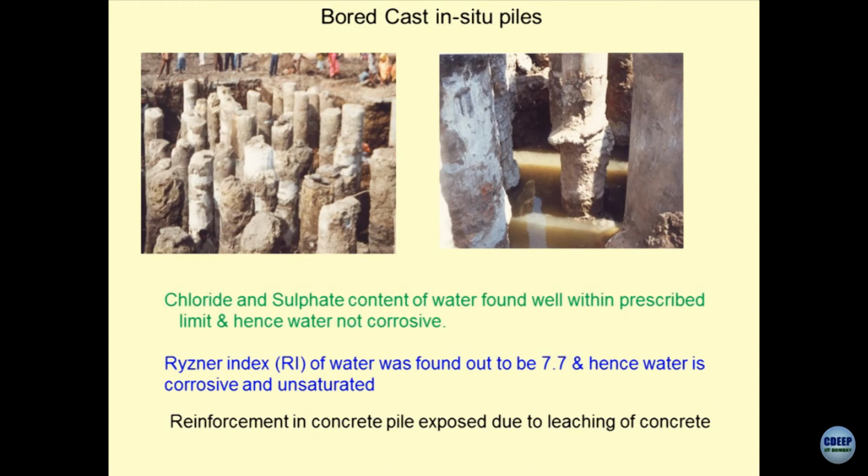So, chloride and sulphate content of the water was found well within prescribed limit, hence the water was not corrosive, but there is something known as Langelier index, LI, which was found to be 7.7, and which says that the water at this site is unsaturated. Unsaturated water means with calcium ions. So, piles are acting as a source of emission of calcium ions, like your body, from where the calcium keeps on oozing out, alright. And then the water is unsaturated in terms of salinity or calcium ion concentration, and this situation becomes very problematic. Agreed?